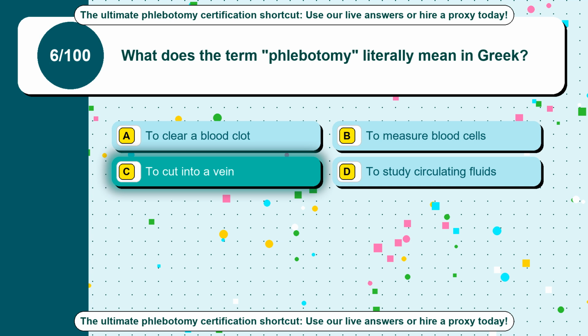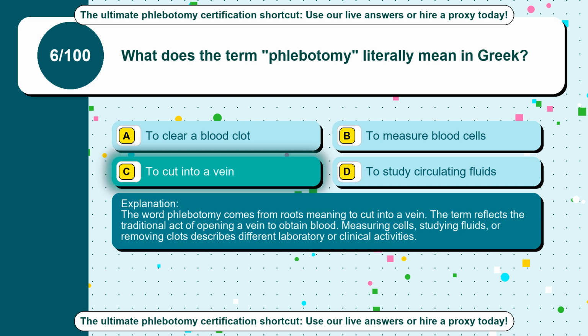To cut into a vein. The word phlebotomy comes from roots meaning to cut into a vein. The term reflects the traditional act of opening a vein to obtain blood. Measuring cells, studying fluids, or removing clots describes different laboratory or clinical activities.